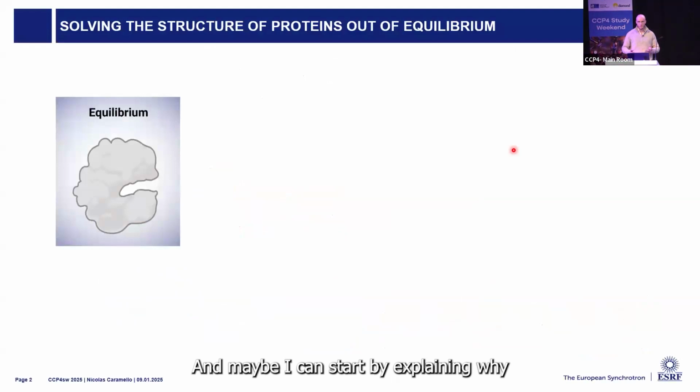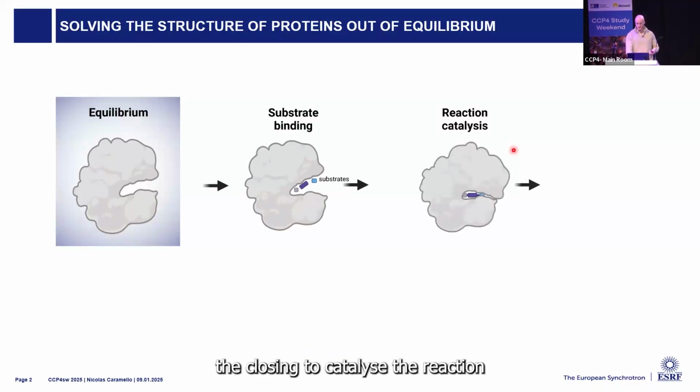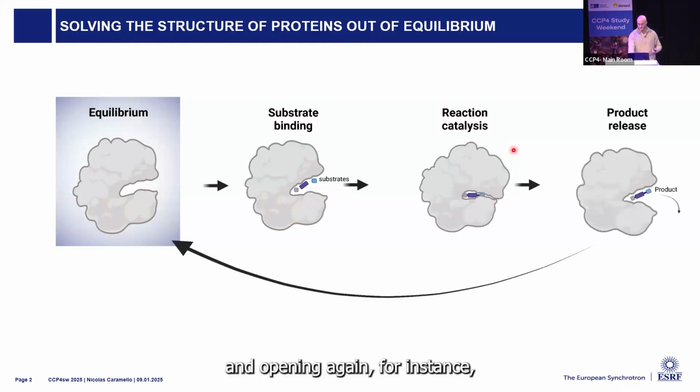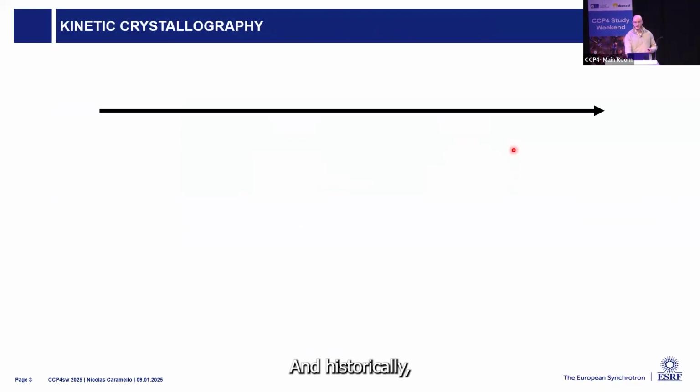And maybe I can start by explaining why you would want to characterize your sample out of its equilibrium. We take the example of an enzyme here. In order to understand how it works, you must be able to observe very often the conformational changes that go with the active site opening for the substrates to bind, the closing to catalyze the reaction, and opening again, for instance, to release the product. So you really have to solve the structure of the enzyme out of its resting state equilibrium and study its anharmonic movements.